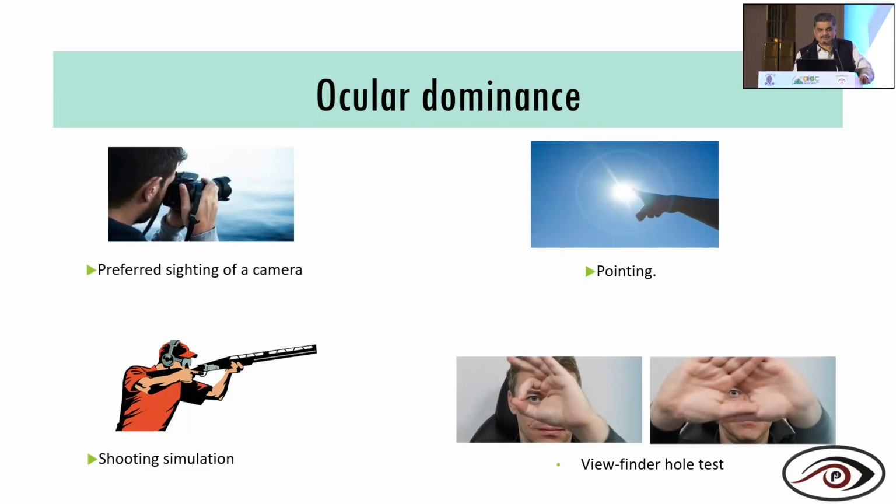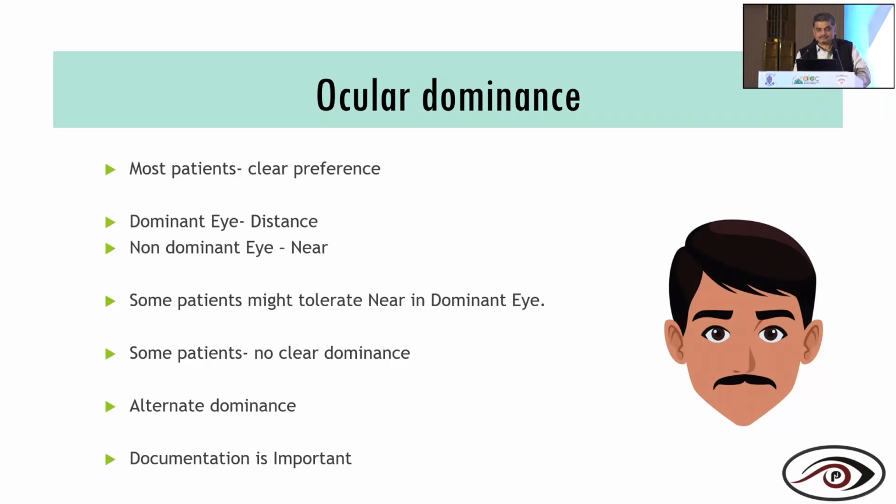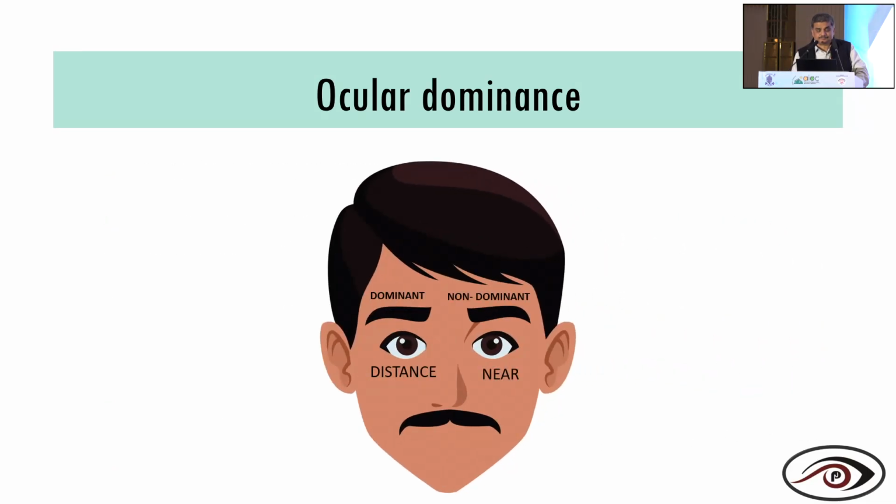But the most important thing in any monovision treatment is to know the ocular dominance. There are a lot of tests to know the ocular dominance. You can do the pointing test, shooting stimulation, or preferred sighting of a camera. Normally most patients will have a clear dominant eye for distance and non-dominant eye for near. But sometimes some patients may have no clear dominance. They may have an alternate dominance. These patients are very tricky, so documentation is very, very important.